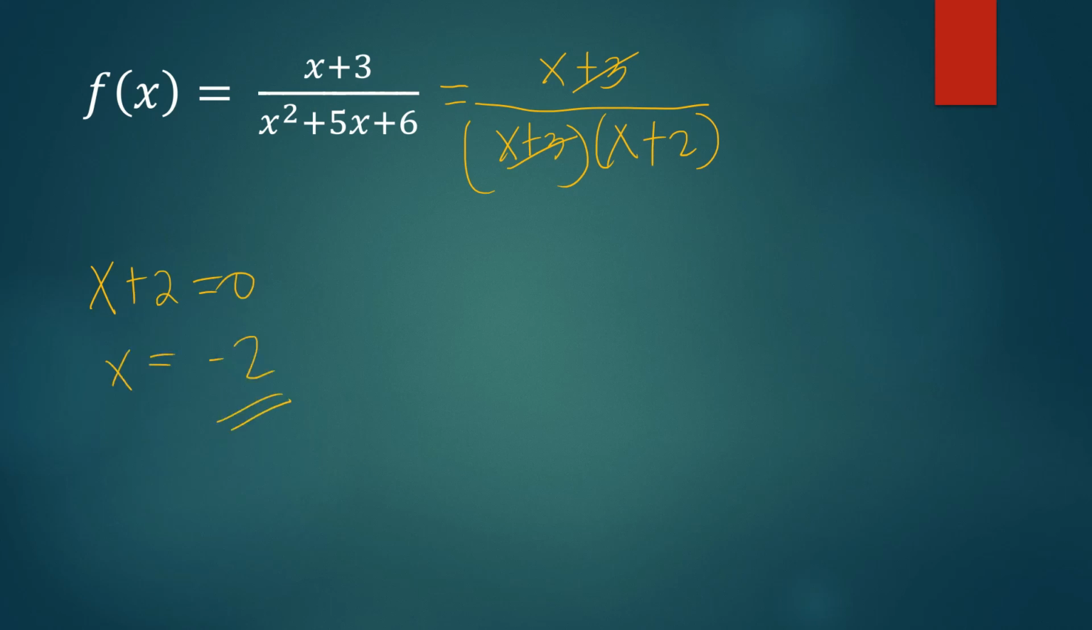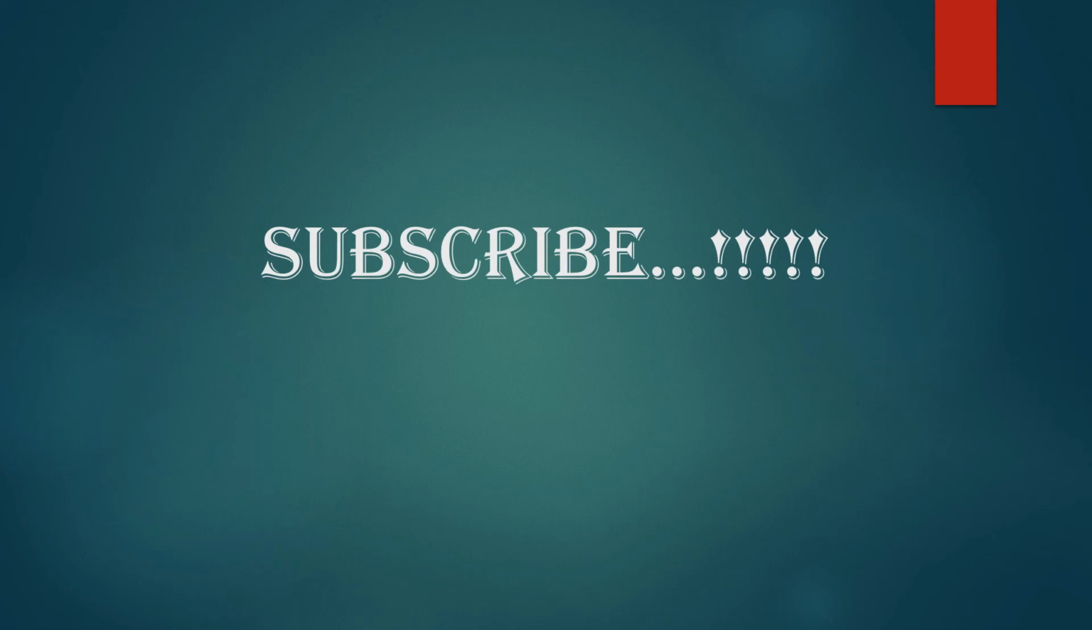And to get the horizontal asymptote, we go back to the degree. The degree of the numerator is 1, the degree of the denominator is 2. Since the degree of the numerator is less than the degree of the denominator, the horizontal asymptote is y equals 0. Okay, that is for our vertical and horizontal asymptotes of rational functions.